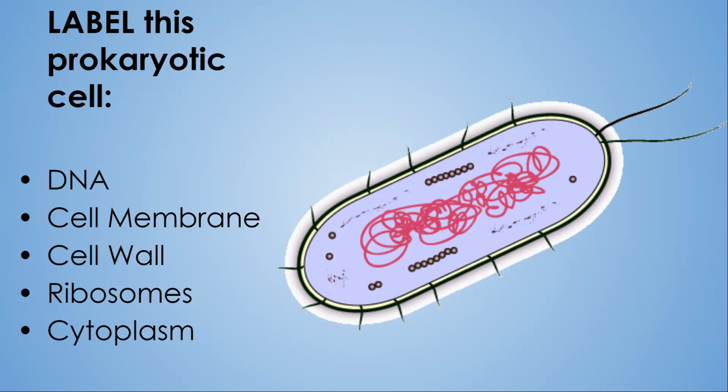And so on your note sheet, you want to take a minute to label the prokaryotic cell. And so here you'd see the DNA is in red in the middle. And then we've got the cell membrane that surrounds it on the outside here. And they also have a cell wall. It's different than a plant cell wall, but they do have a cell wall on the outside. So this white part is the cell wall. And all these little dots are the ribosomes. And the ribosomes help them make proteins because all cells have proteins. And then the cytoplasm is the space that's everything else in between.